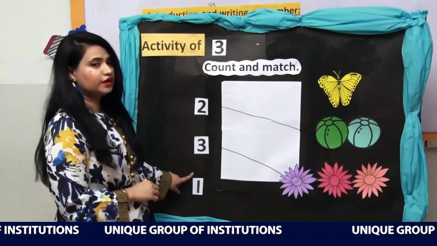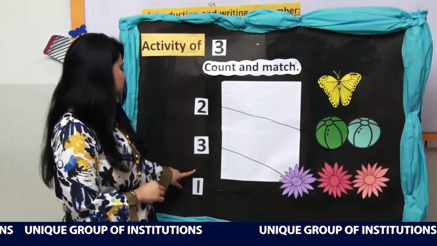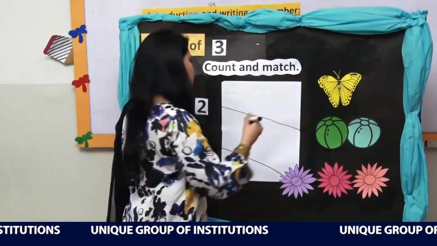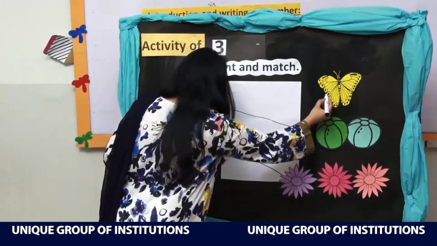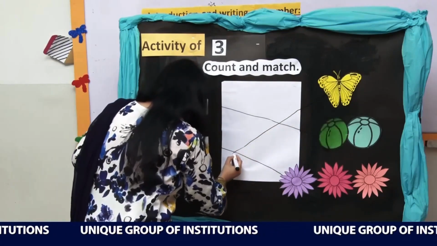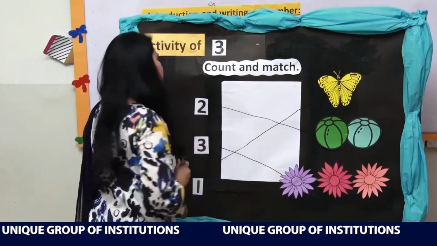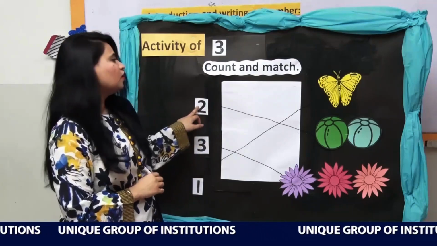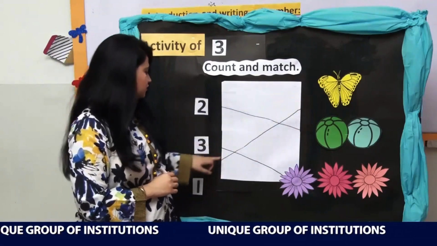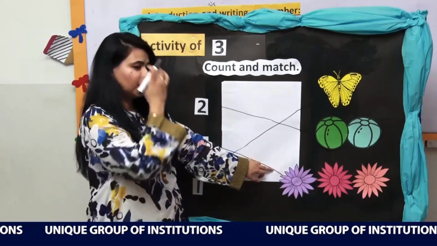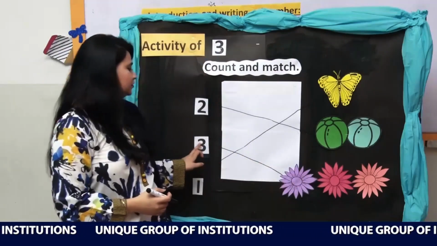What's left? 1. We will match this number 1 with this 1 butterfly. Two balls match with number 2, 1 butterfly we have matched with number 1, and here are 3 flowers. 1, 2, 3, and we have matched them with number 3.